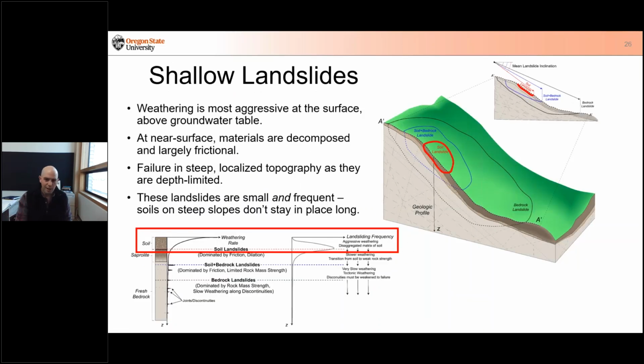So for shallow landslides, small failures, weathering tends to be the most aggressive here. It's at the surface, might be above the groundwater table, but it is the first thing to feel raindrops. So these materials are typically decomposed from native rock if they're weathered in place. And these failures tend to happen in steep, small, localized topography. They're depth limited as well by that interface with saprolite. These landslides are small and frequent. Soil on steep slopes doesn't stay in place long, but it forms quickly.